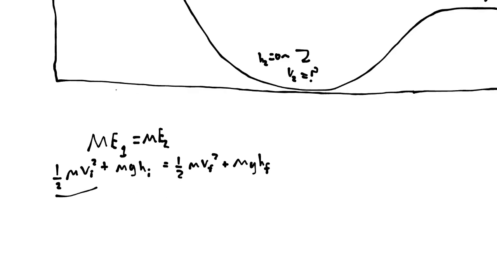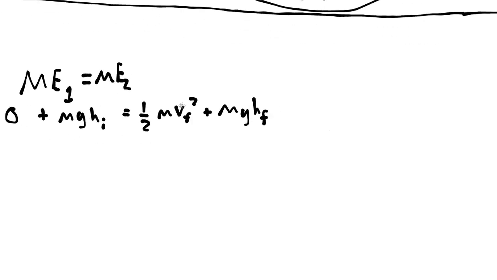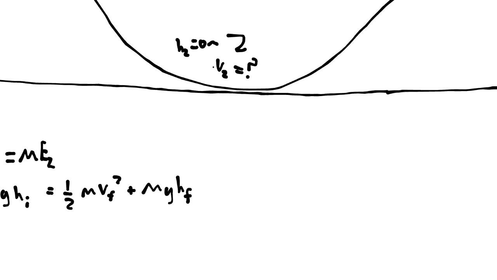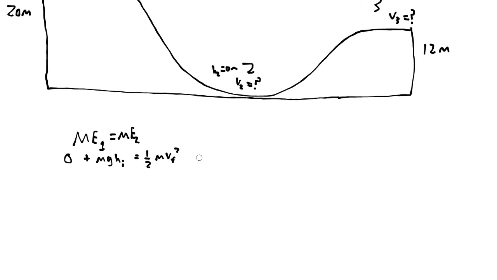That means we can erase this whole term, because if V_i equals 0, then this whole term has to equal 0. So we can take that out, and it's replaced with 0. It's worth nothing, right? And then this one over here, the height equals 0, so we can also take out this term because mass times gravity times 0 is just equal to 0. Okay, and actually I'll just take away this one.